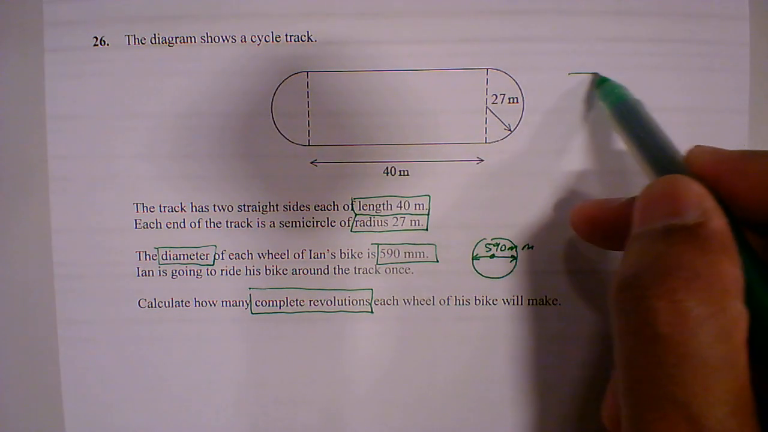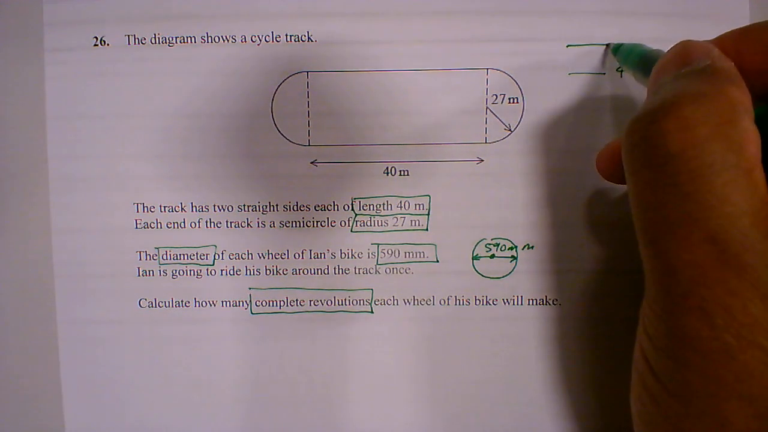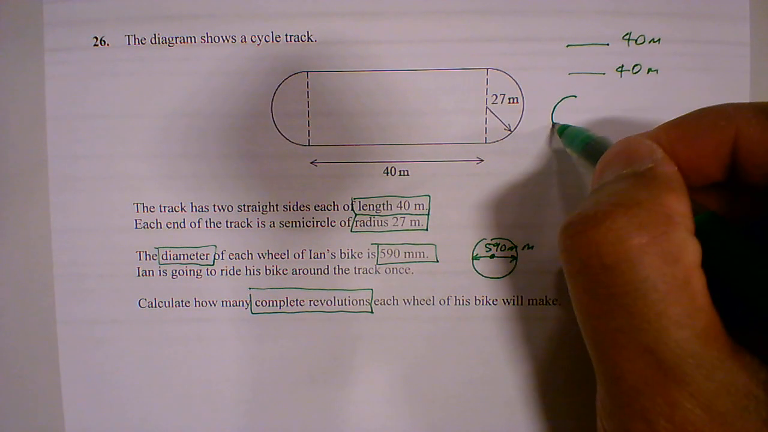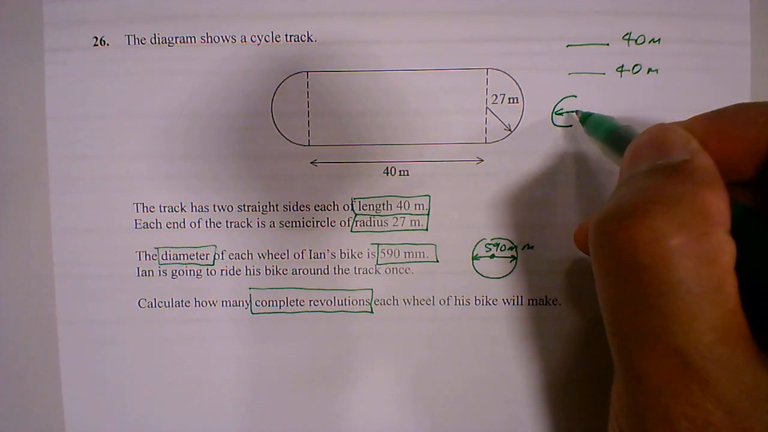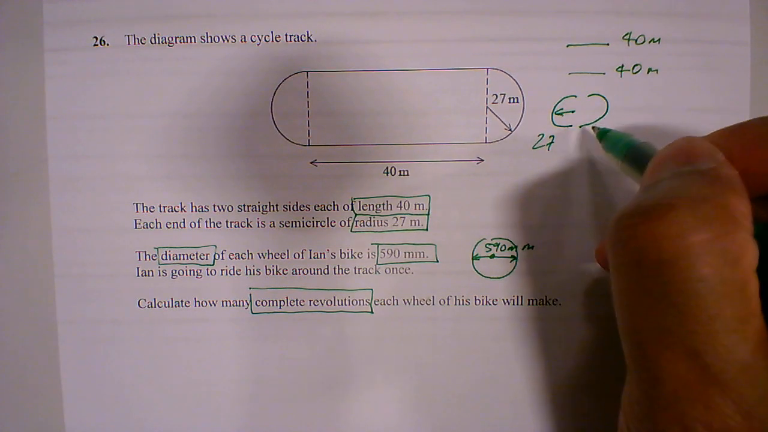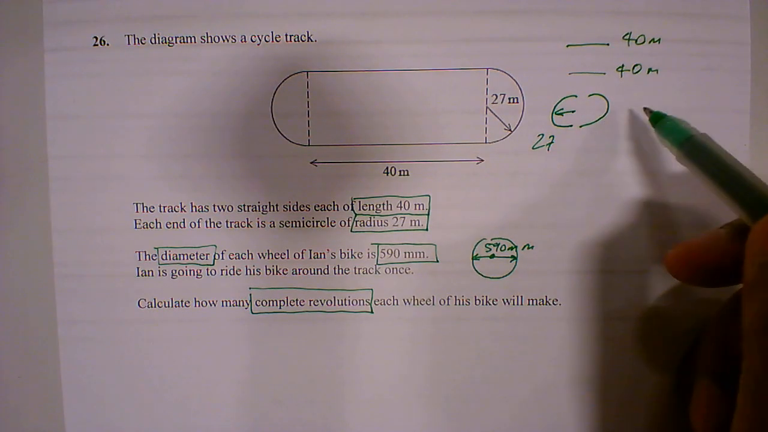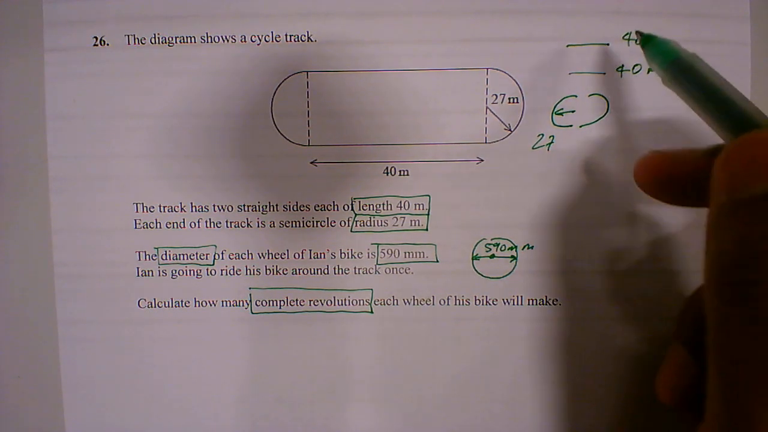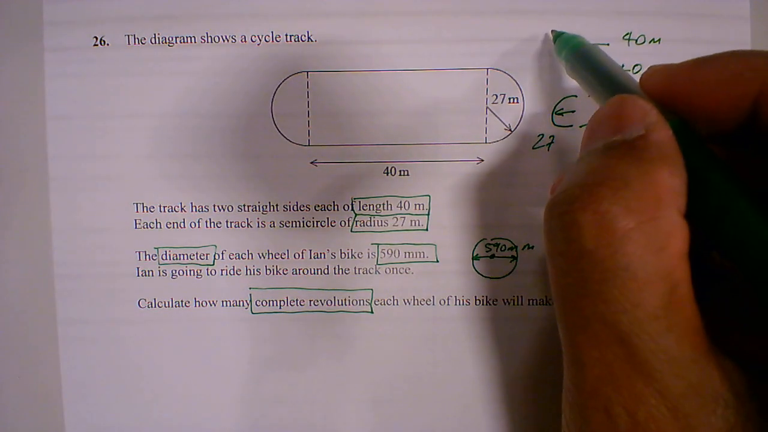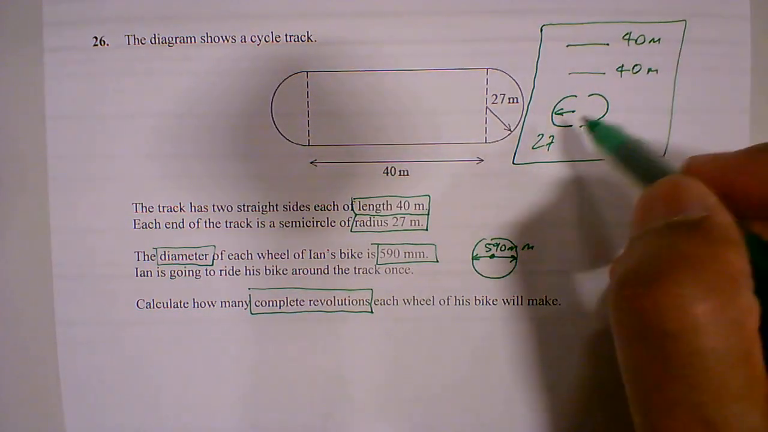So this track is 40 meters and another 40 meters, and then I've got a radius of 27 meters, and another one on the other side. So two semicircles give me a full circle. So this is a circle now, and these two bits. I'm going to just box that up. That's one part. It's in meters.